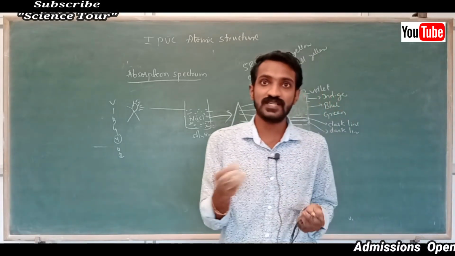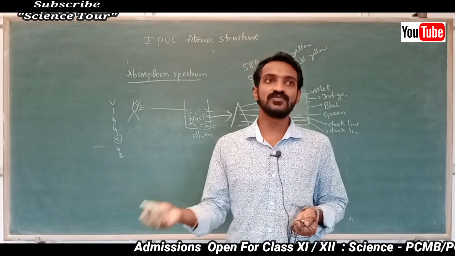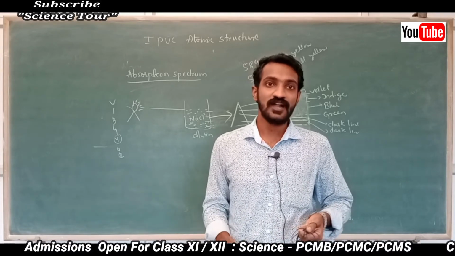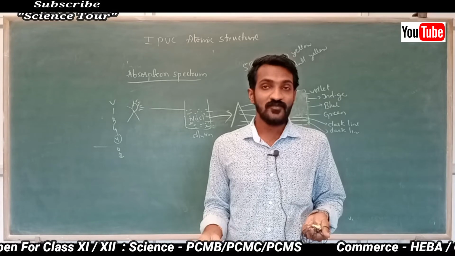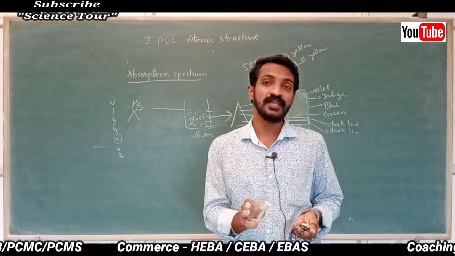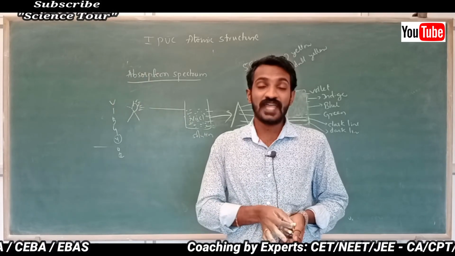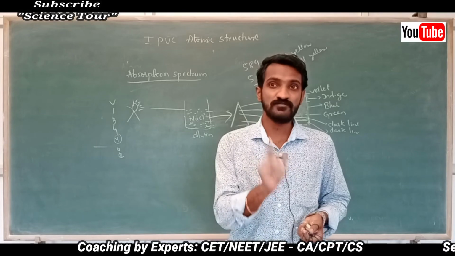Dark line means there is no color. Dark color. There is no color means dark color. Correct? No. Dark line. What does it indicate? That two colors are absorbed by sodium chloride. Understood? So that is called absorption spectrum.